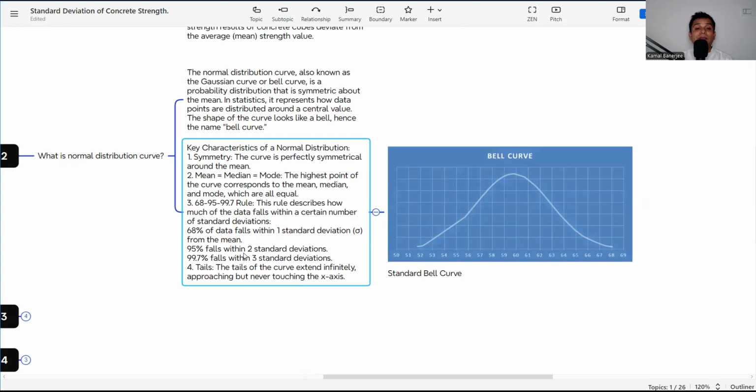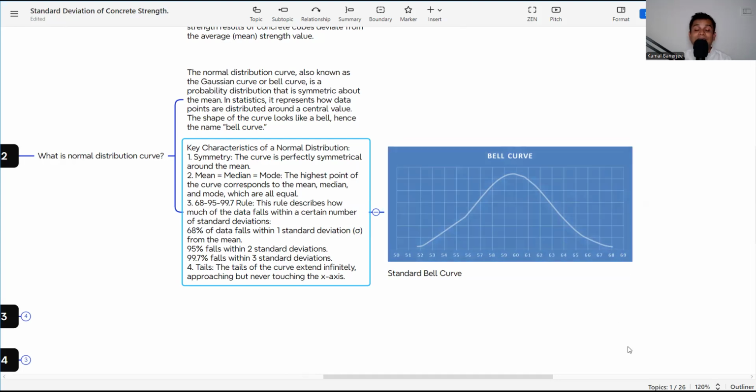Then 95% falls within plus minus 2 sigma. And within 3 standard deviations, that means mean plus minus 3 sigma, here it is minus 3 sigma, 99.7% will fall. And it tells that the end will never meet the x-axis. It will extend infinitely.